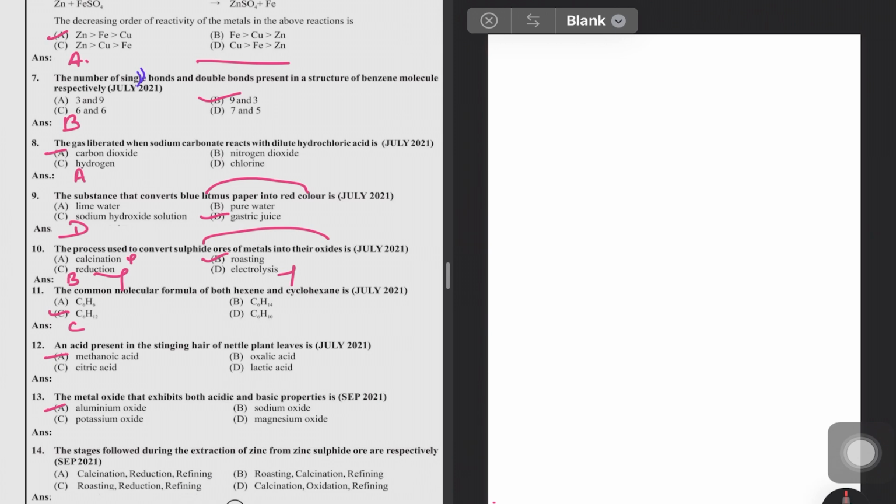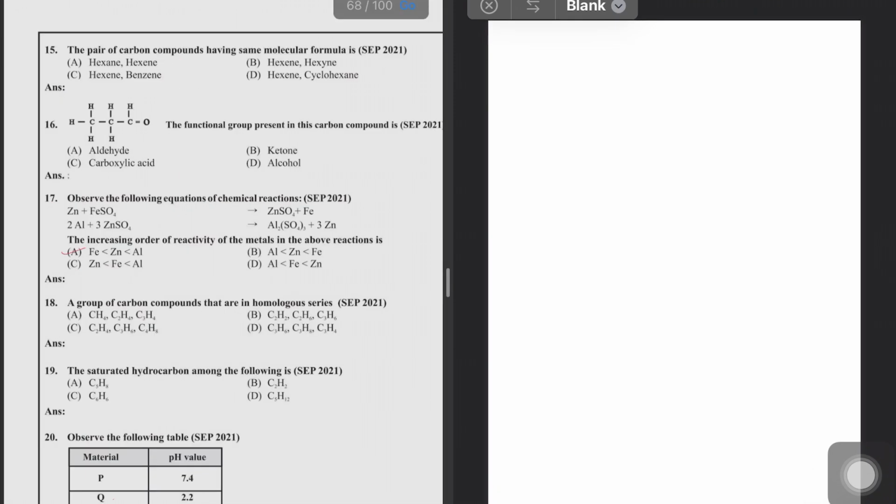Since it is a direct question, we should know these steps: first is roasting, then reduction, then refining. So the correct answer for the 14th one is option C. If you need a detailed explanation about this, let me know in the comment section. So the correct answer for the 14th question is option C. Coming to the 15th question.